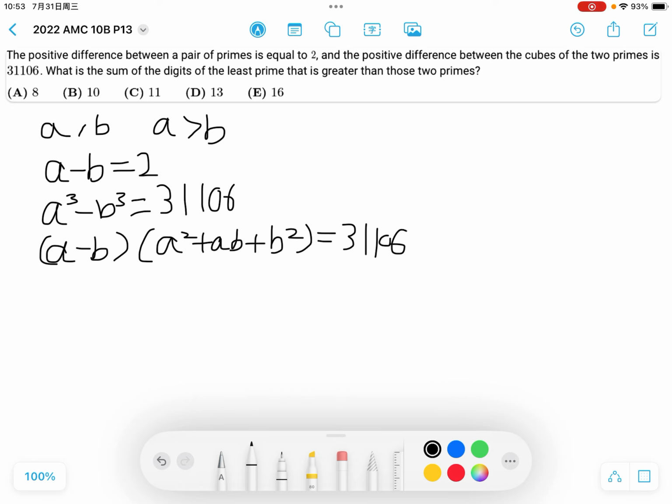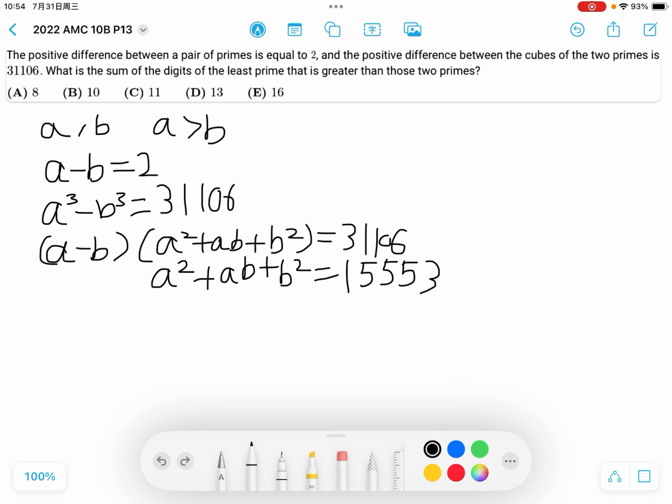So A cubed minus B cubed, which is A minus B times A squared plus AB plus B squared, is equal to 31,106. A minus B is going to be 2, so if you divide both sides by A minus B, which is just 2, you have A squared plus AB plus B squared equal to 15,553. You're probably going to ask, how does this make the problem easier? We've got this new equation with an extra term.